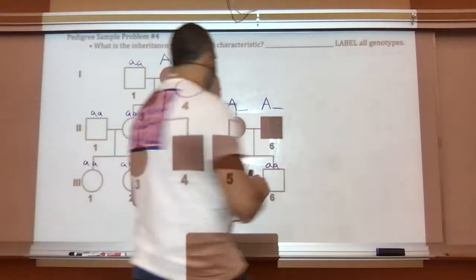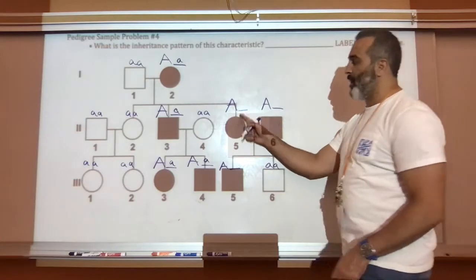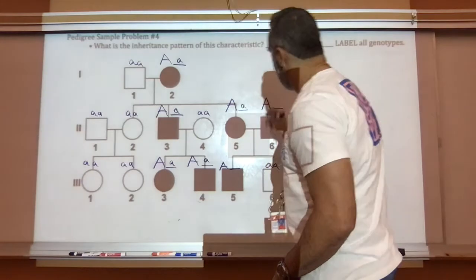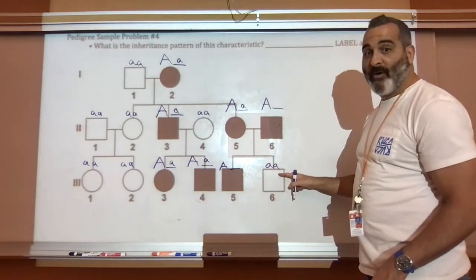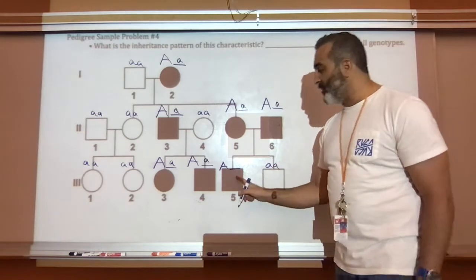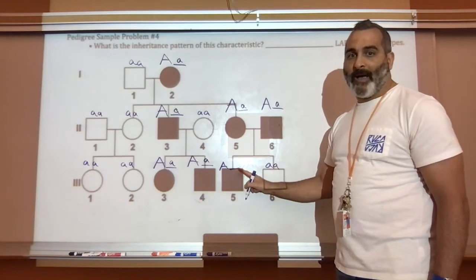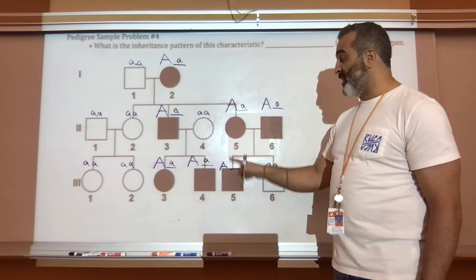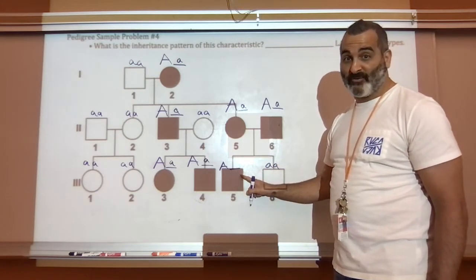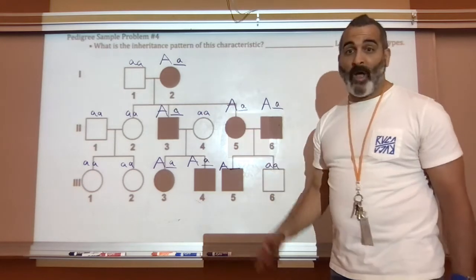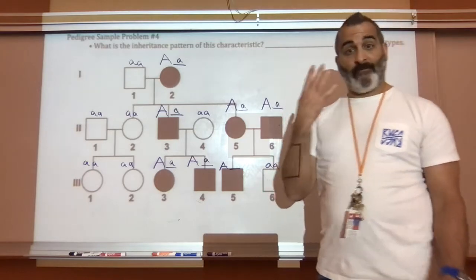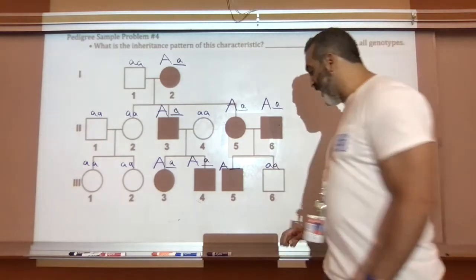Then we go over here. Mom and dad. Oh, look at this mom. Look at her dad. Her dad gave her a small a. Look at their child over here. Small a's. One from there, one from there. Finally, we have someone down here. Capital A, blank. They could be capital A, capital A, or capital A, small a. We do not know their genotype for certain. So one person, we're not positive about their genotype, okay? That's how we do pedigree number 4. Now let's do number 5.